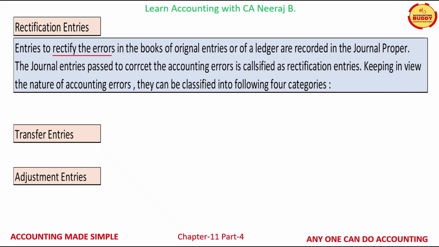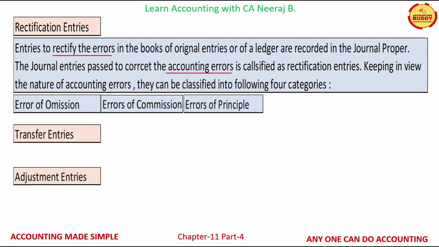Entries to rectify the errors in the books of original entries or of a ledger are recorded in the journal proper. The journal entries passed to correct the accounting errors is classified as rectification entries. Keeping in view the nature of the accounting error, they can be classified into following four categories: errors of omission, errors of commission, errors of principal, and compensating errors.